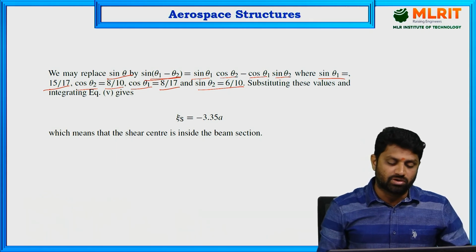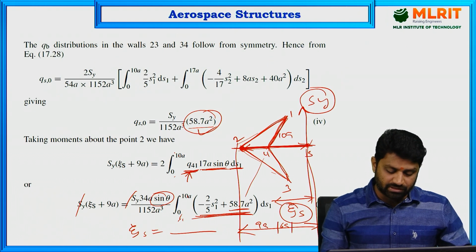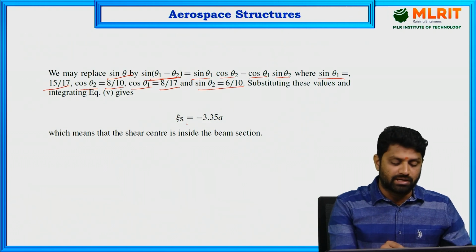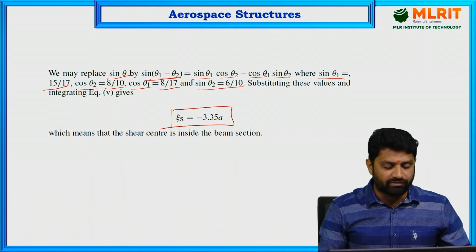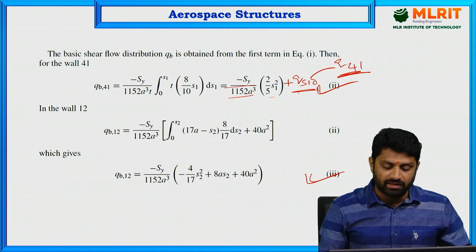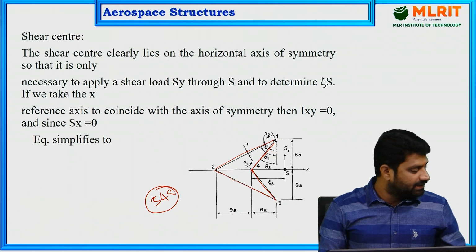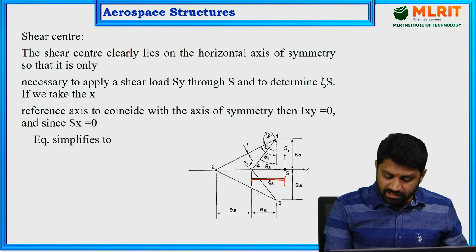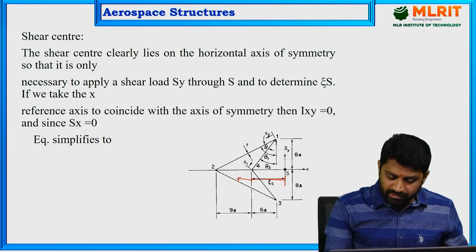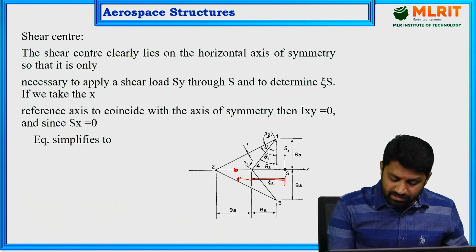When you substitute all these values into the previous equation, you are going to get the shear center position zeta as minus 3.35A. What does it mean? If you look at the diagram, zeta s is minus 3.35A. That means from here to here we calculated minus 3.35A. That means it is well inside. So somewhere here your shear center is going to lie.